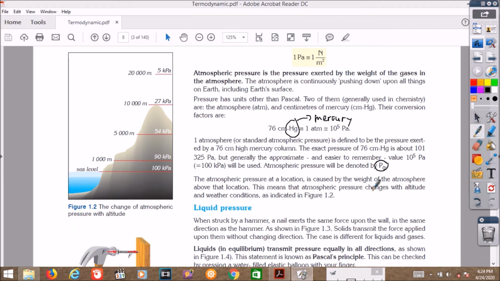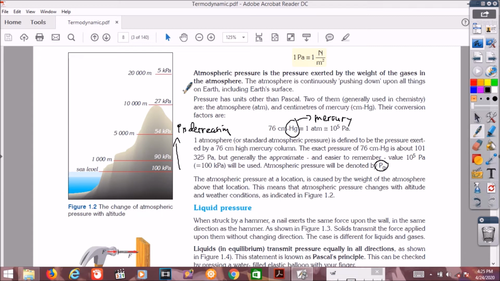P0 is atmospheric pressure, and there is a picture that can explain the relation between the position and the pressure on it. For example, in the picture there is a sea and then a mountain. At the sea level the pressure is 100 kilopascal. As the position moves up, the pressure decreases, until at the top of the mountain it is 27 kilopascal.